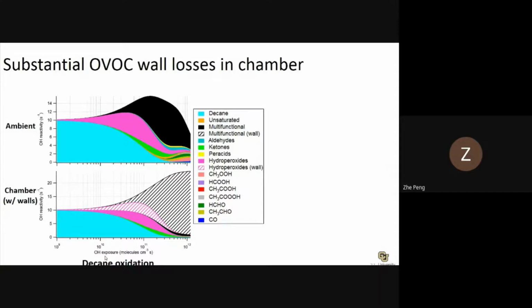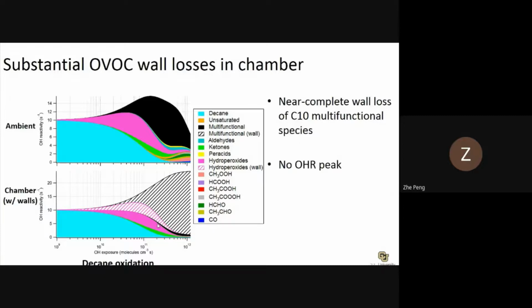In this decane oxidation case, the C10 multifunctional species in chamber suffer near complete wall loss. And this makes the OHR peak in the ambient case disappear. And the small fraction of multifunctional species that survive at high age are actually those with fewer carbon atoms. And chamber walls can significantly hinder the gas phase chemistry at high ages because almost all multifunctional species are adsorbed to the wall.